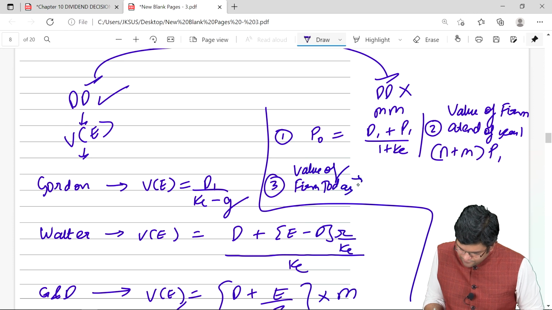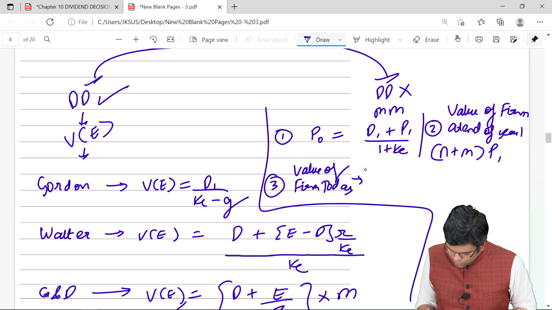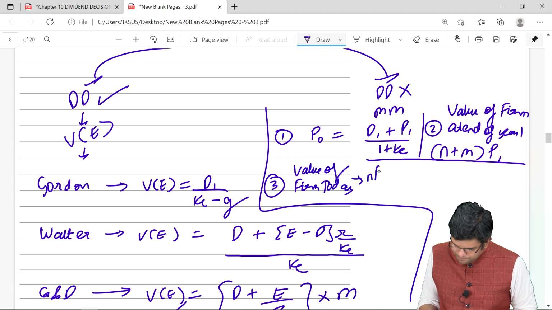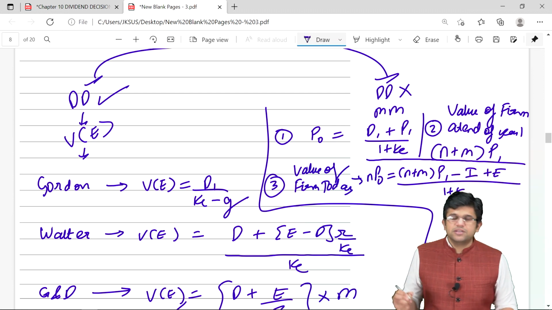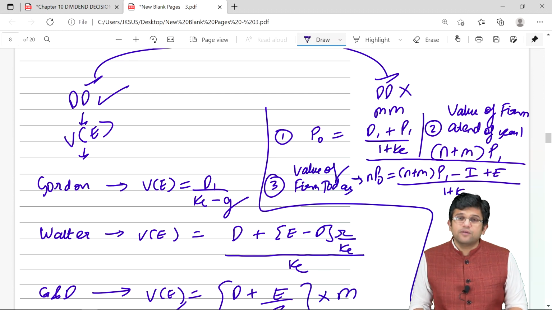And children, this formula appears something like this. I'll just mark this here. This is NP0 = (N + M)P1 - (I - E), the whole upon (1 + K). Children, this is the formula for calculating the value of the firm today.